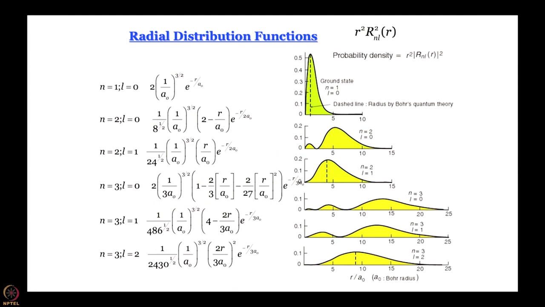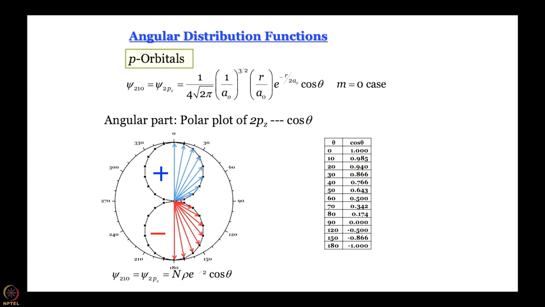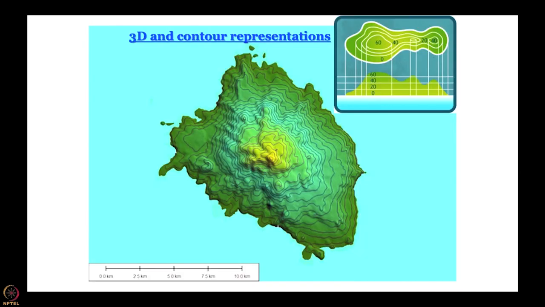We have already shown you the result. Today, we will plot them in front of you and see how we get this. Okay. And as we said, the information you get from the radial part are the average value of radius and the most probable value of radius, in addition of course, to the most important energy. And when we go to the angular part, we will talk about the angular distribution function as well.